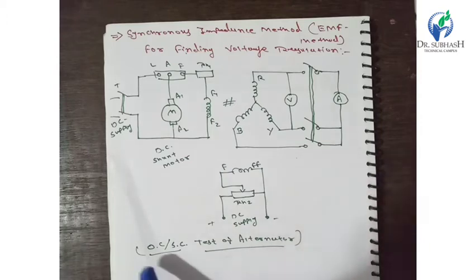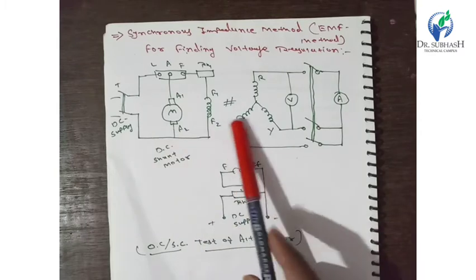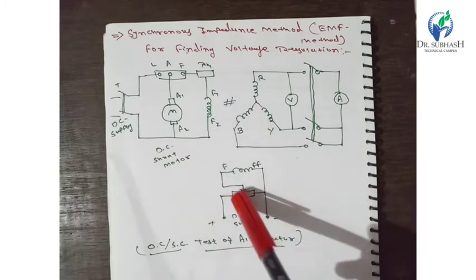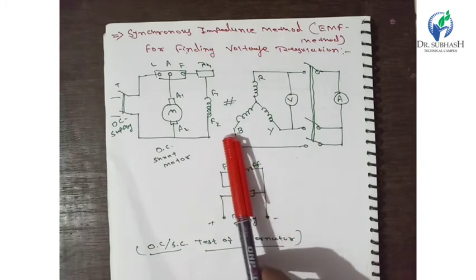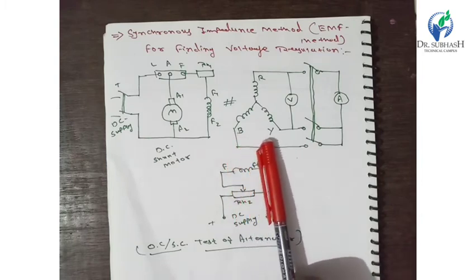In the open circuit and short circuit test of the alternator, the alternator voltage changes due to the drop. The alternator voltage changes with load due to the drop of the armature resistance, armature leakage reactance, and armature reaction. Here is the figure of the circuit diagram of the open circuit and short circuit test, or other name, the EMF method, to find the voltage regulation.